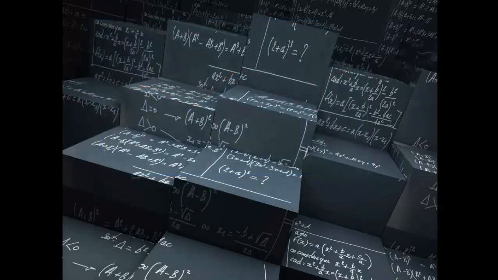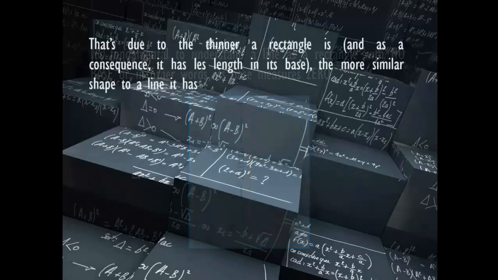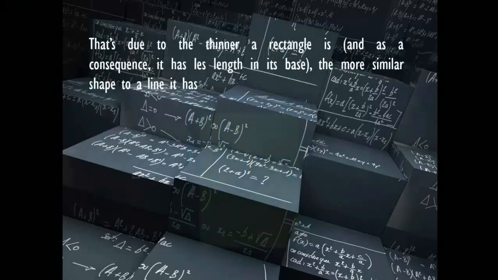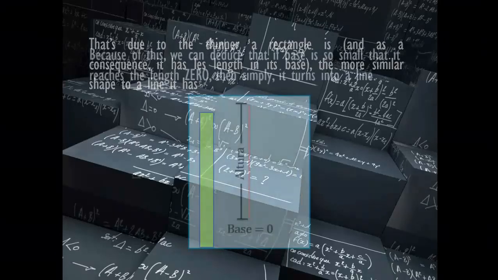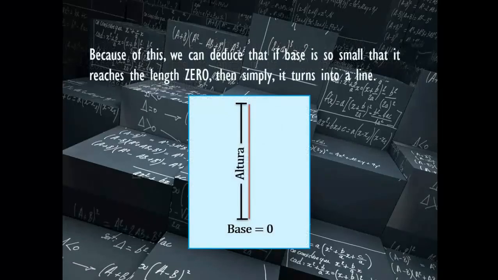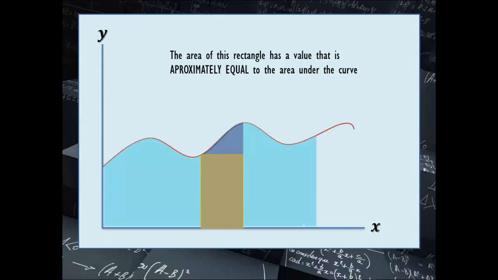We say that because when the rectangles are narrower, and as a consequence their base has less length, they look more like a line. Then, if the base has no length, we can say that the rectangle is actually a line. Now, putting our attention back to the graph, let's draw a rectangle under the line of a function. The area of this rectangle is approximately equal to the area under the curve.